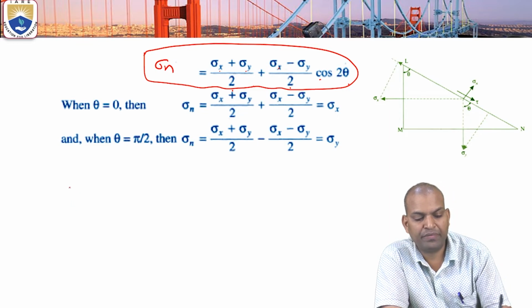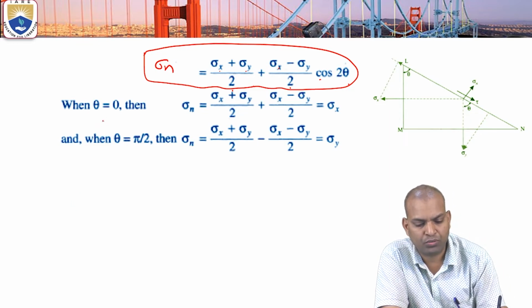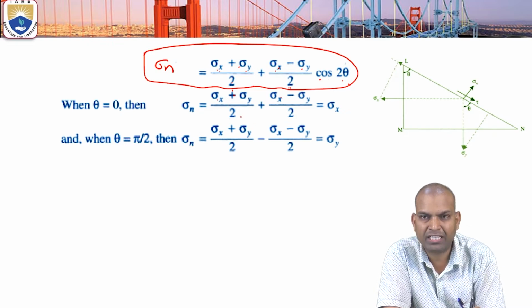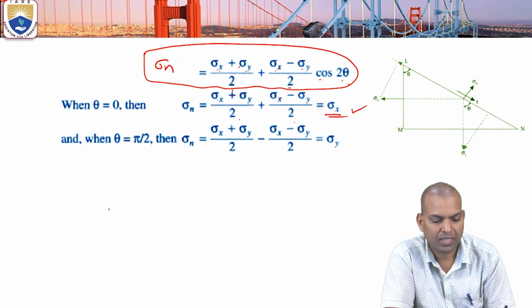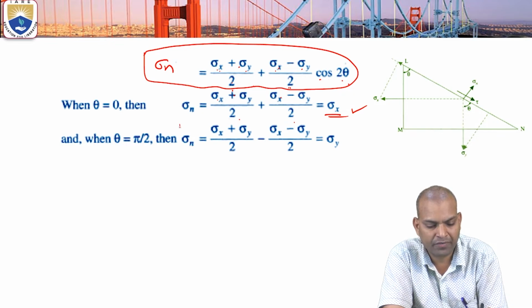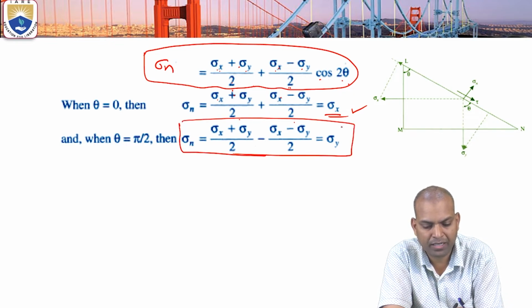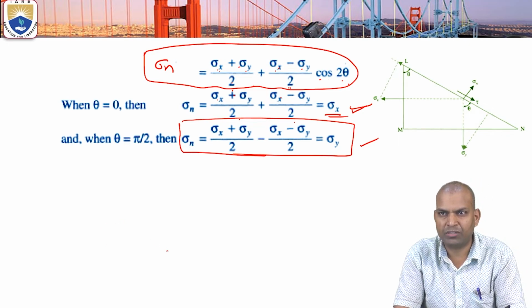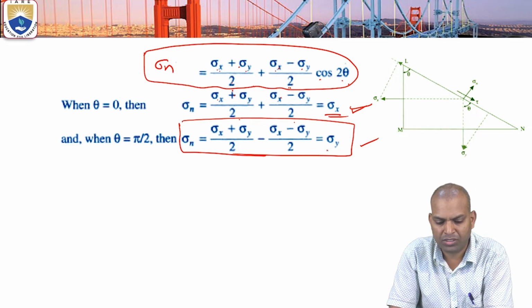Now for further simplification, when theta equals 0, sigma x plus sigma y by 2, cos 0 is 1, sigma x minus sigma y by 2, that is nothing but 2 sigma x by 2, that is sigma x. When theta equals 90 degrees, that is theta equals pi by 2, then what will happen? The value becomes sigma y. So when theta equals 0, sigma n equals sigma x. When theta equals pi by 2, it becomes sigma y.